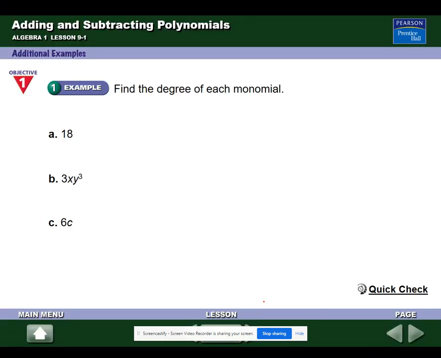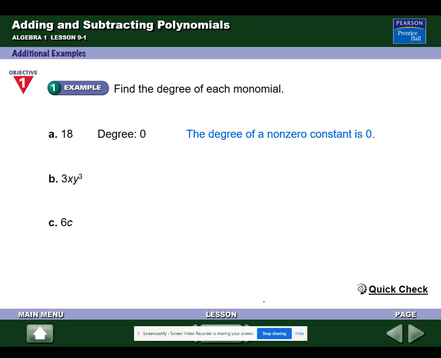Find the degree of the monomial. 18. Now, 18 is degree 0. Okay, this is like saying 18x to the 0. You would have learned in a previous chapter, chapter 8, that anything to the 0 power is 1. So 18 is like saying 18x to the 0. That's like 18 times 1, which is just 18. In fact, it's kind of like saying 18x to the 0, y to the 0, z to the 0, or whatever. All of those things are 1, so we don't bother to write those. It's just 18, degree 0.